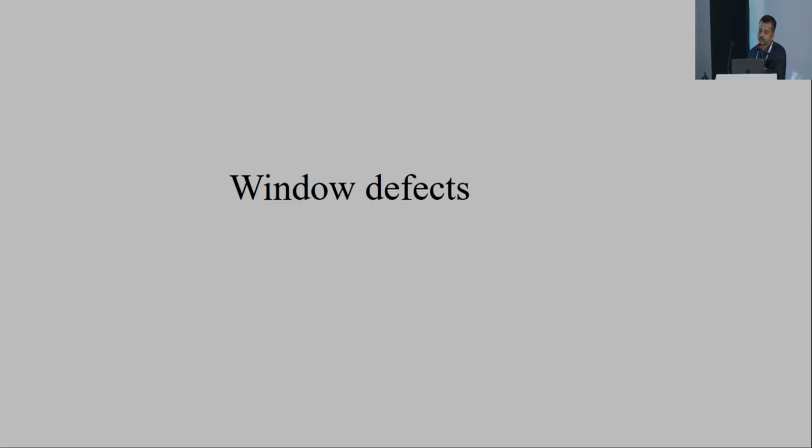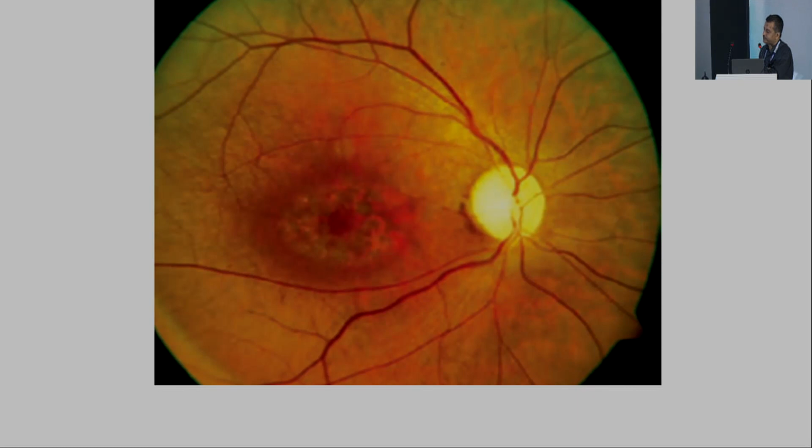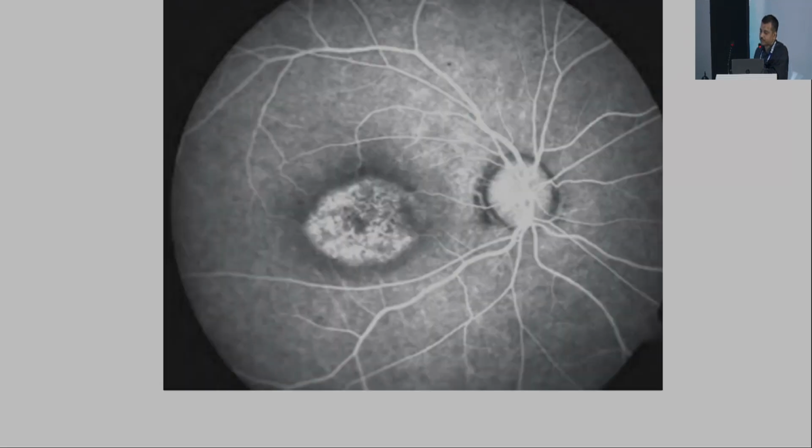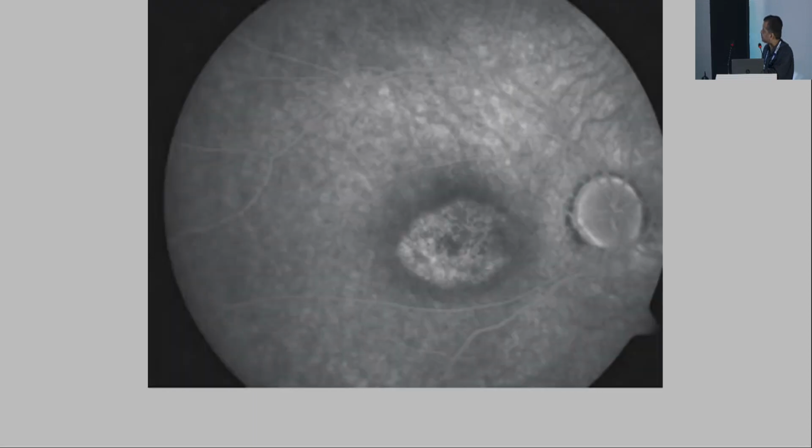Now coming to something known as window defects. I'll start with the case first. So this is a patient. You see there are some RPE alterations here. Now this is an angiography picture, an early AV phase. You can see there is something white. So this is a hyperfluorescence, of course. As you go across the phases, this hyperfluorescence is increasing. See, the size is not increasing, the intensity is increasing slowly, and again this is fading away.